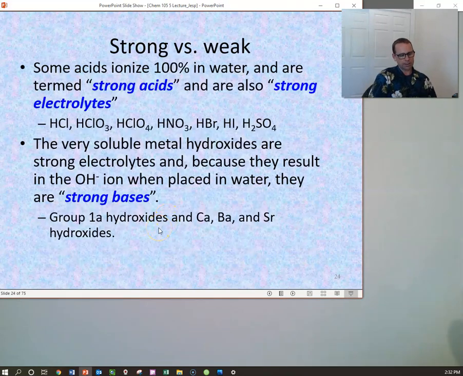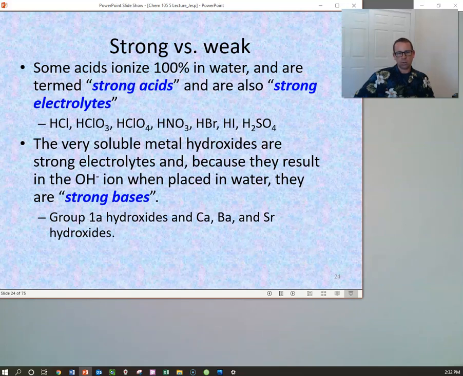Strong and weak doesn't mean like this acid is strong, it'll kill the joker, or this acid is weak, you can drink it. It's not that kind of a thing. When we talk about strong or weak, we're telling somebody how much dissociation will occur in the acid.